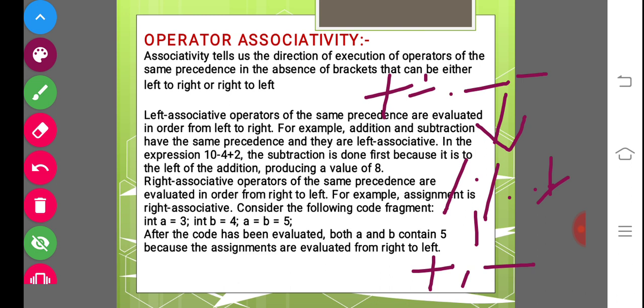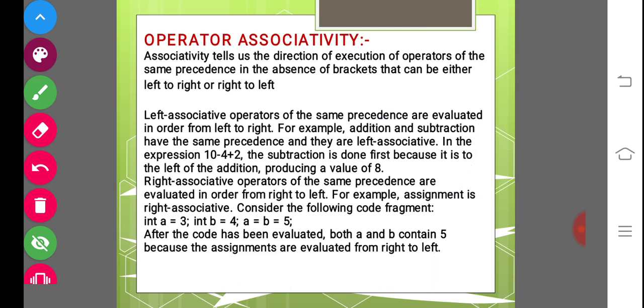Associativity tells us the direction of execution of operators of the same precedence. Same precedence means if multiply, divide and modulus come in the same line, they will execute according to the associativity, and the associativity of all these three operators is left to right. Whichever comes first in the expression will be solved first.